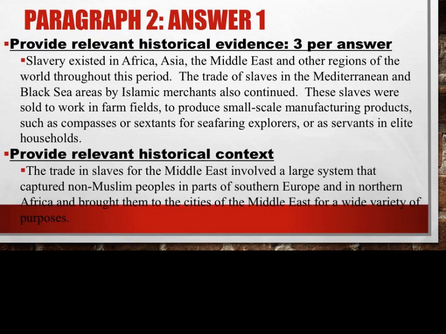Okay, so definitely in the paragraph of your first answer, you have to provide relevant historical evidence. Okay, slavery, right, that's our first answer, existed in Africa, Asia, the Middle East, and other regions of the world throughout this period. That's evidence number 1, right?